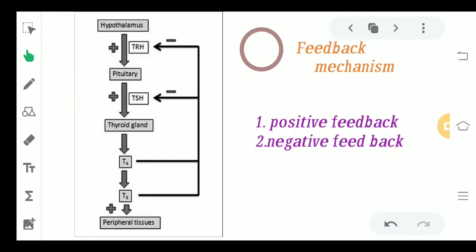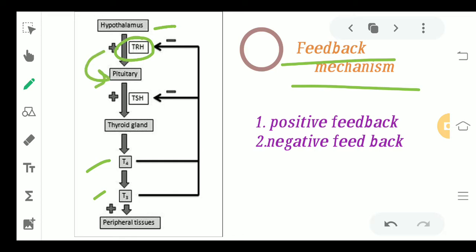Moving to the feedback mechanism. What is the feedback mechanism? It tells you exactly how T3 and T4 are secreted. The hypothalamus releases TRH, the thyrotropin-releasing hormone. This TRH goes to the anterior pituitary and leads to the secretion of TSH, which is the thyroid stimulating hormone.